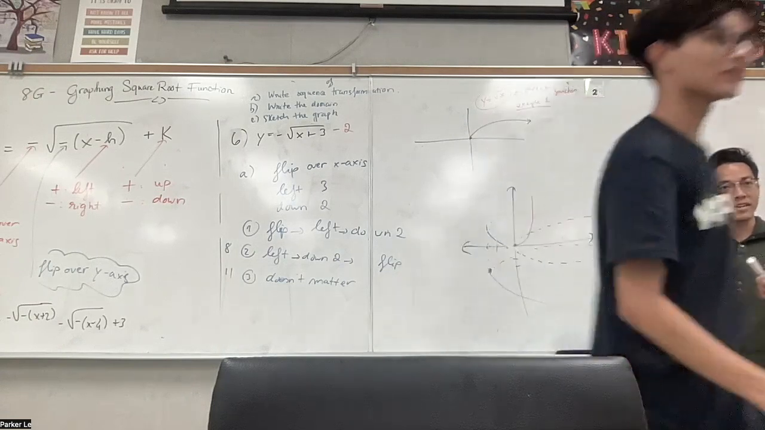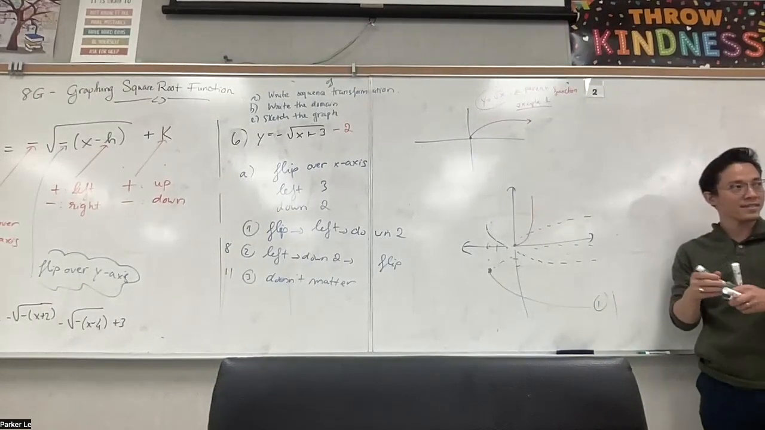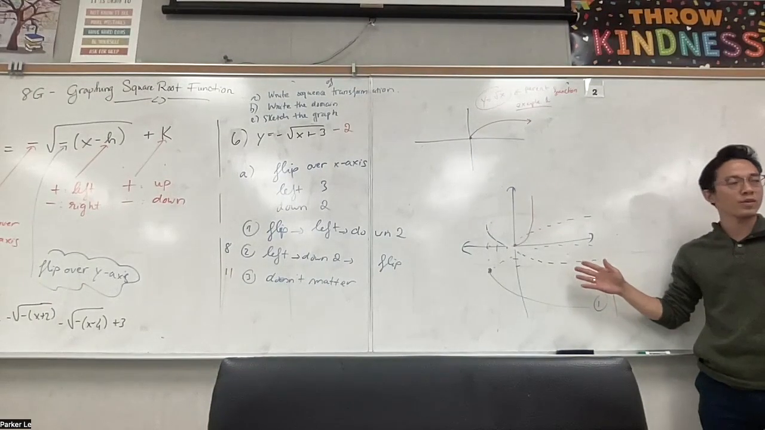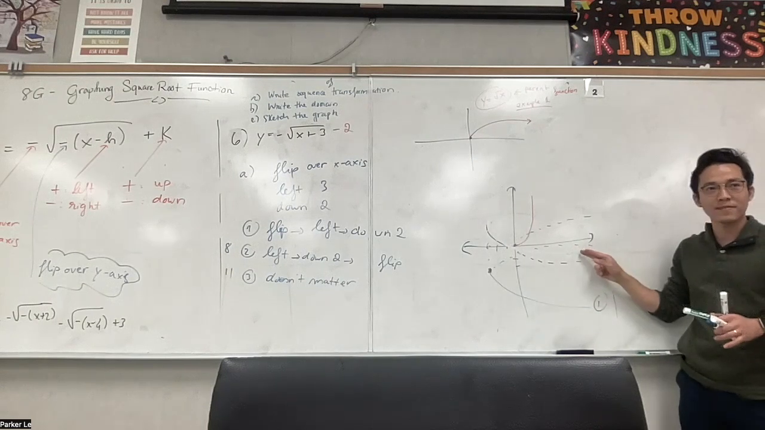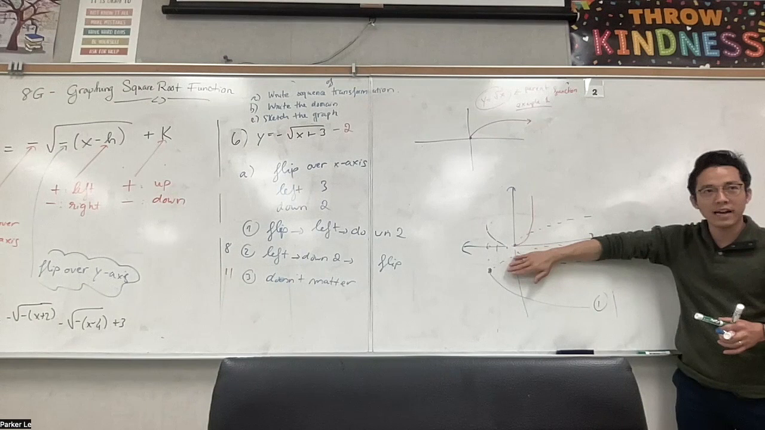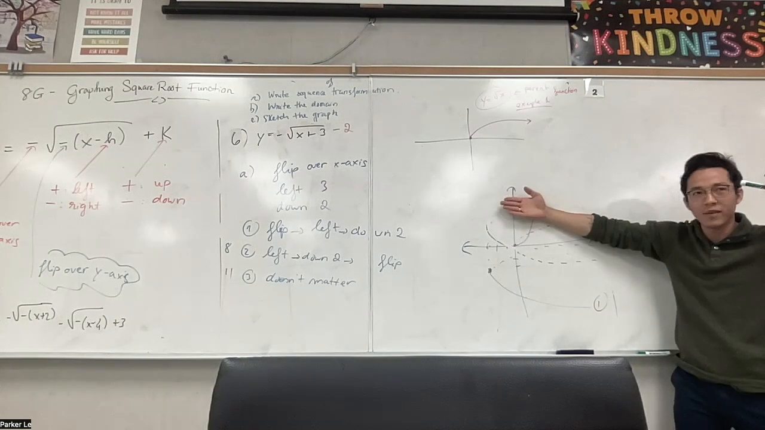Jasmine, you want to try? You raised your hand, right? Just try it. And Maria, you want to try too? So no one wants to try? Easy. How do I flip this one over the x-axis? Imagine in your mind, visualize it. I have this one, I flip over here. What does it look like?